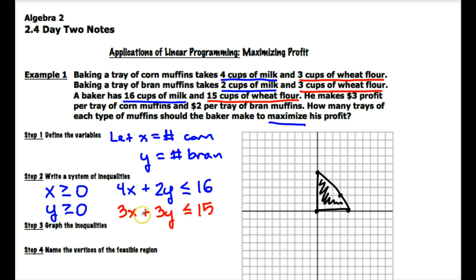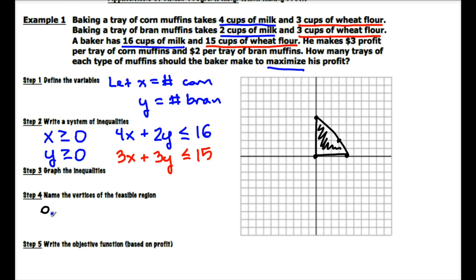And now what I'm going to do is write these vertices down here in step 4. So my vertices again are 0, 0, 0, 5, 4, 0, and 3, 2.